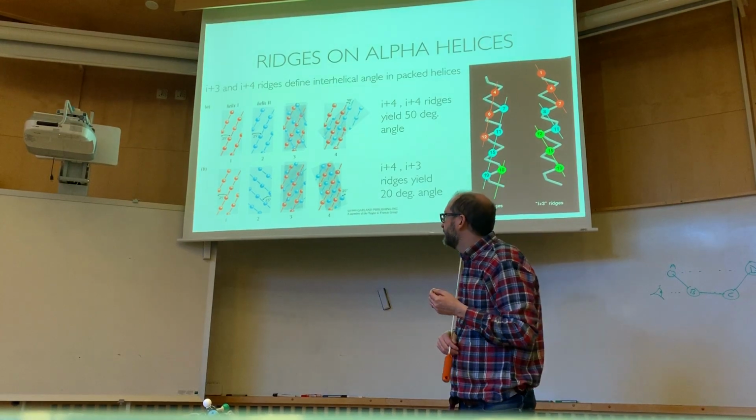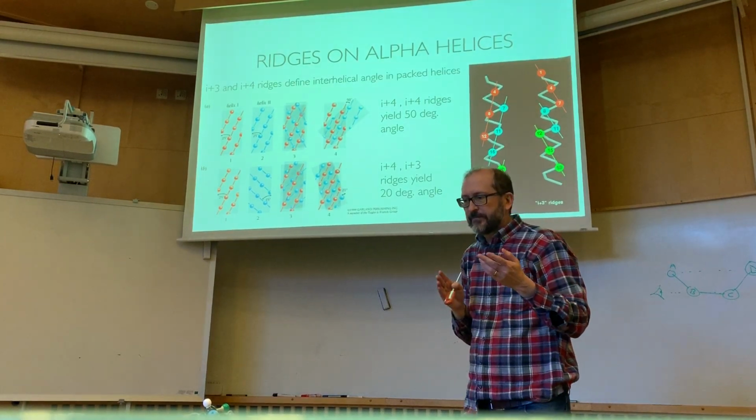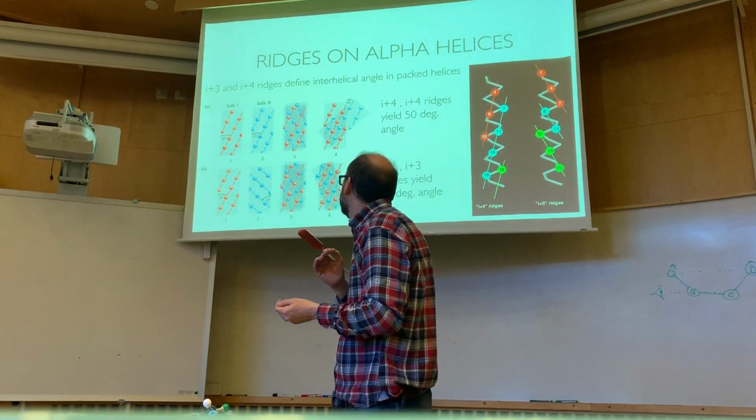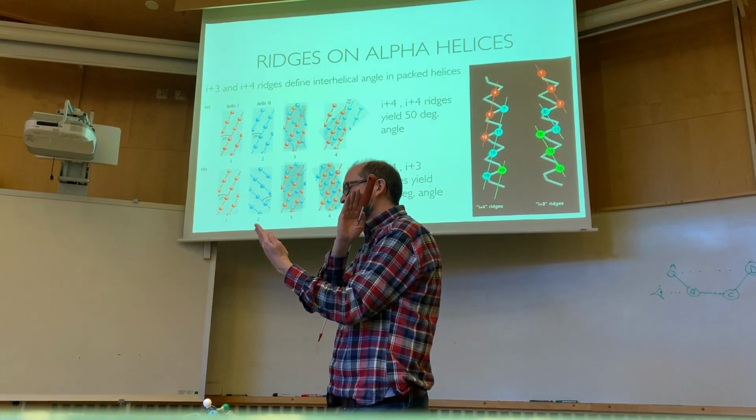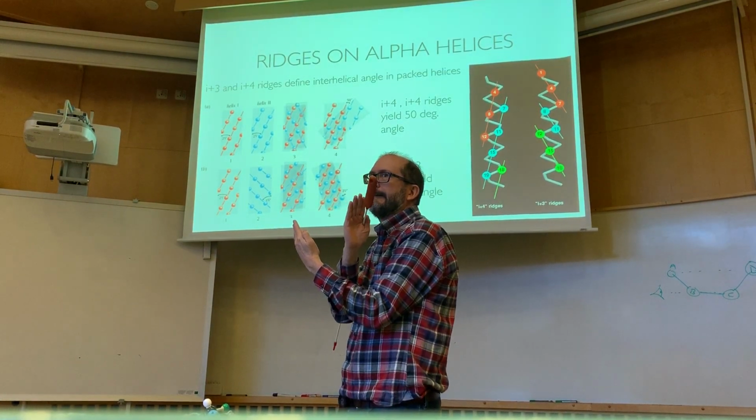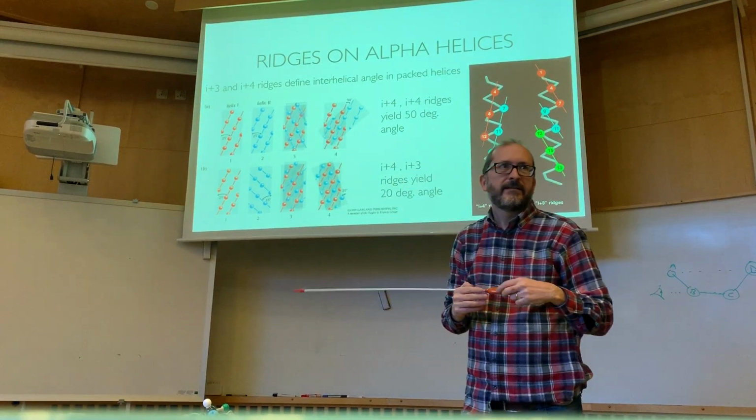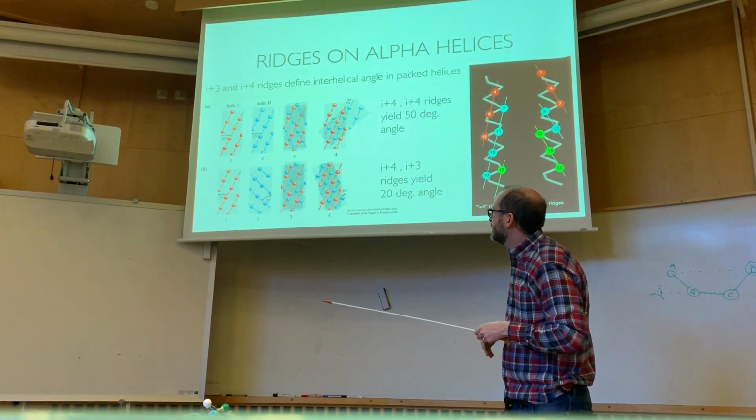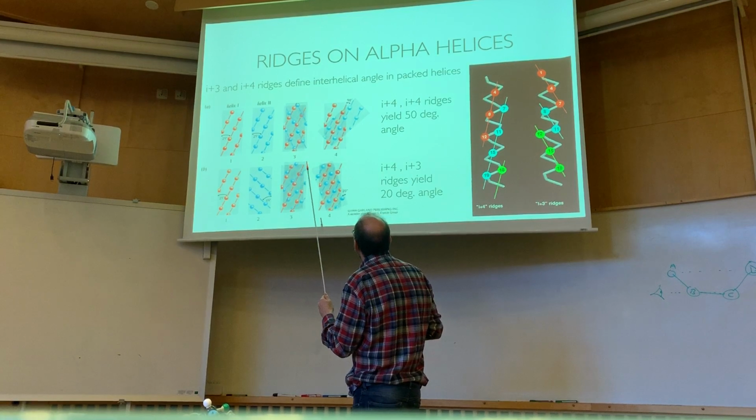And so that's why, if you see proteins that are rich in alpha helices, a lot of them will have helices at 50 degrees. It ends up not looking quite so aesthetically pleasing as this case.